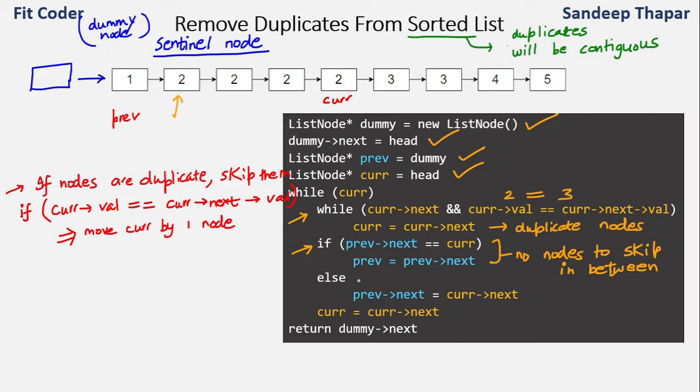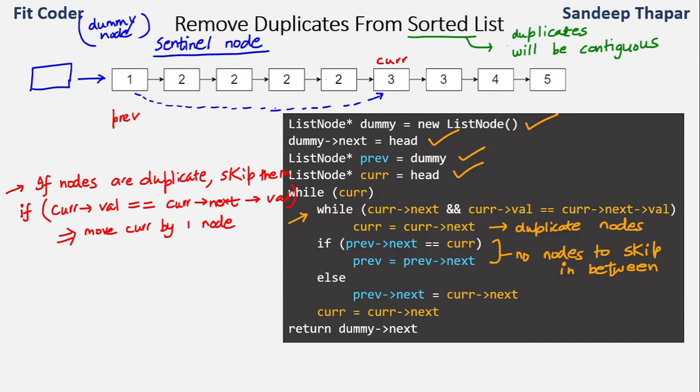So we'll go in the else part and now we'll make previous next is equal to current next. So here we are connecting previous next to 3. So this means that there are nodes to skip. So we'll skip all the nodes in between and we'll join previous next to current next. So we have joined 1 to 3. So we have removed all the nodes in between. And after this, we move current by one node. So current will come at 3.